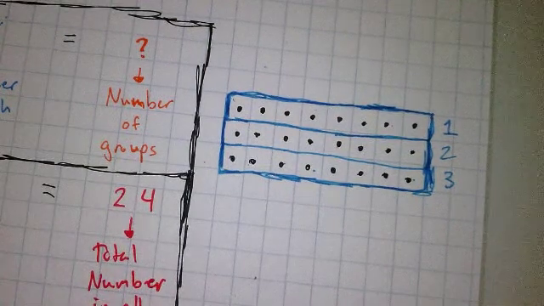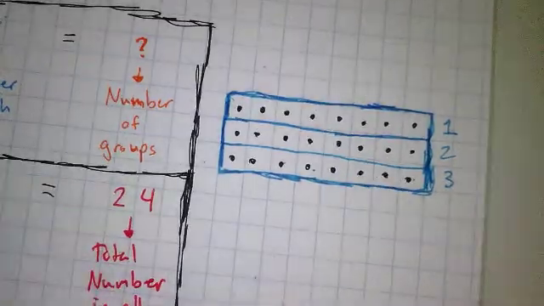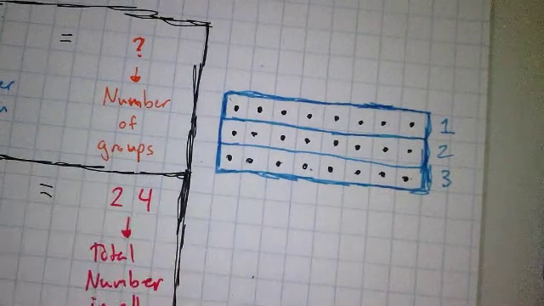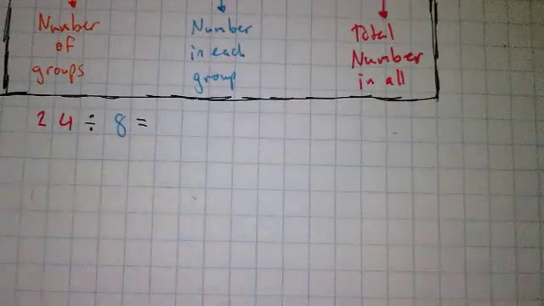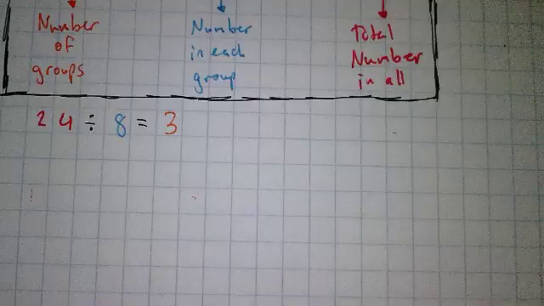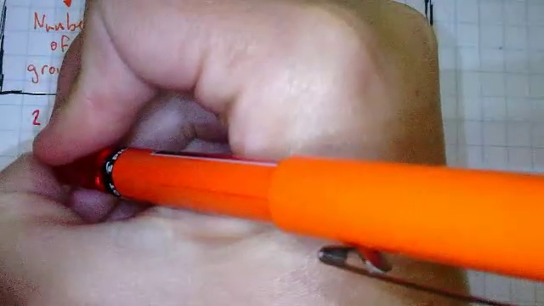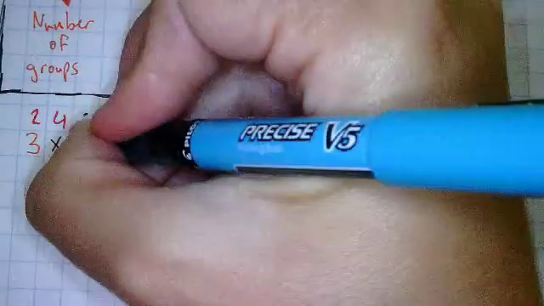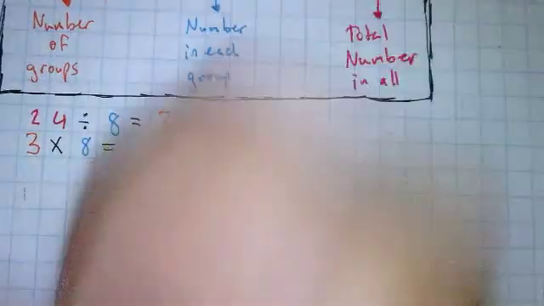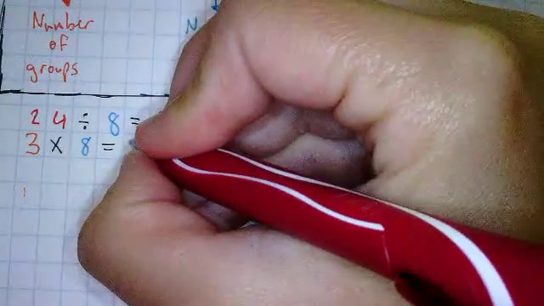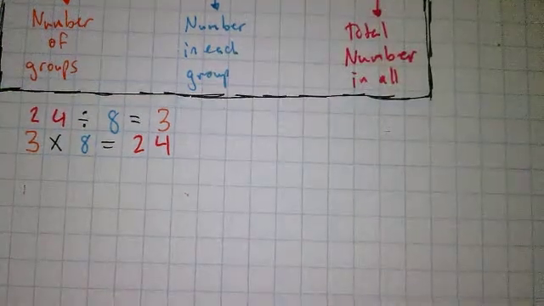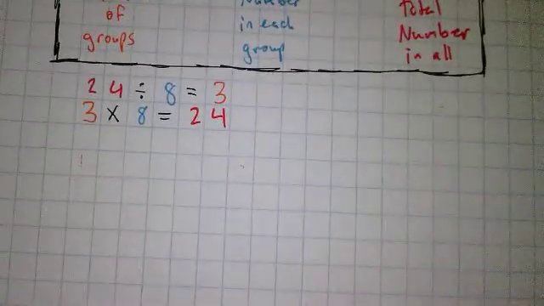So we can rewrite these as 24 divided by 8. Can you see that? You cannot. Sorry. 24 divided by 8 equals 3. I could also write it as 3 times 8 equals what? Say it. 24. Okay? This is part of what we call a fact family.